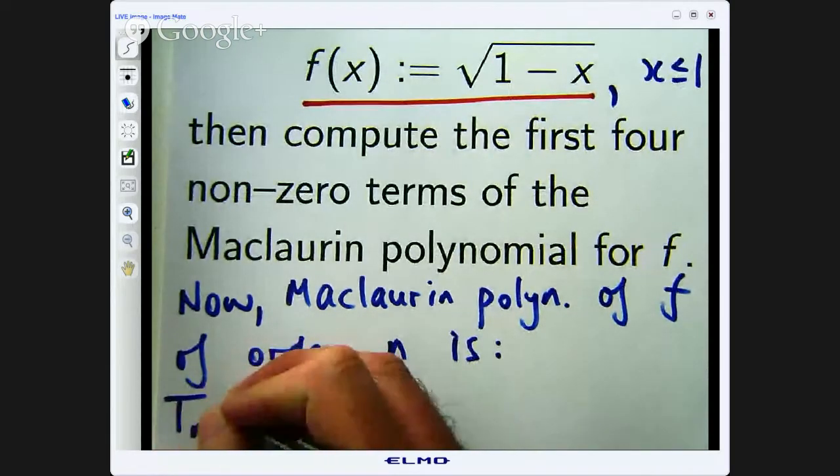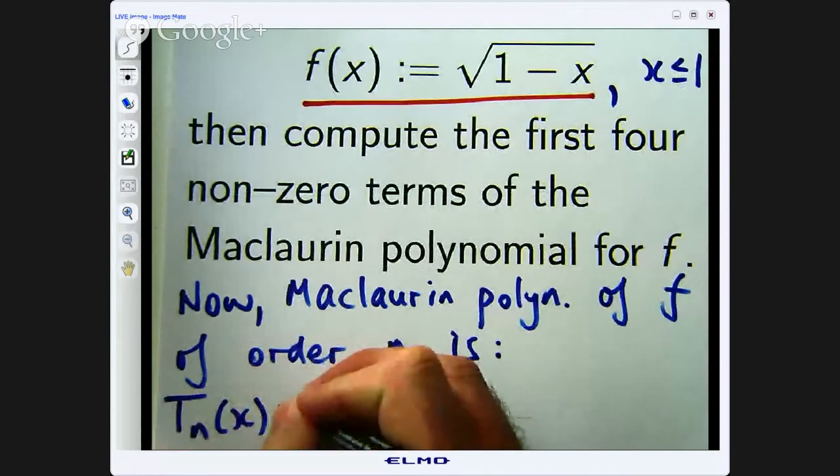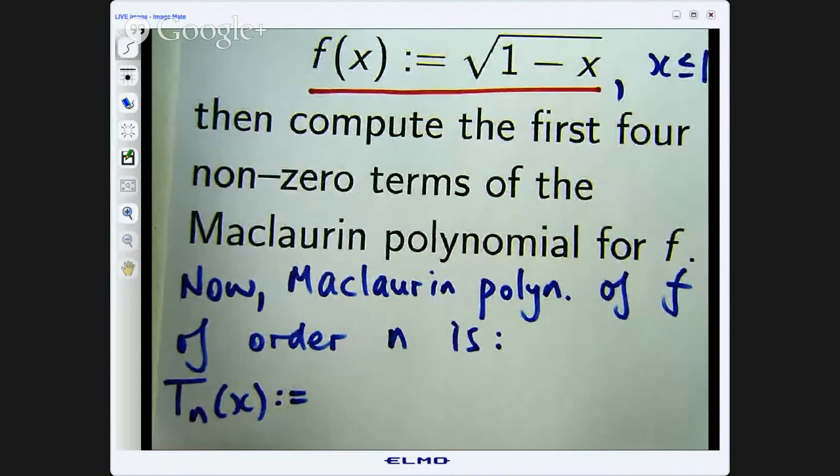Okay, so I'm going to use this T sub n notation, and essentially there are 3 things going on here in this representation: differentiation, factorials, and powers. Differentiation, derivatives, factorials, and powers. Let me show you.